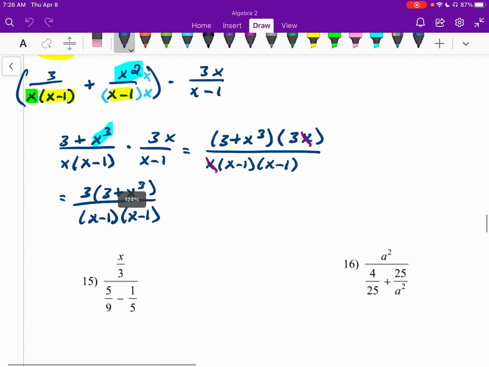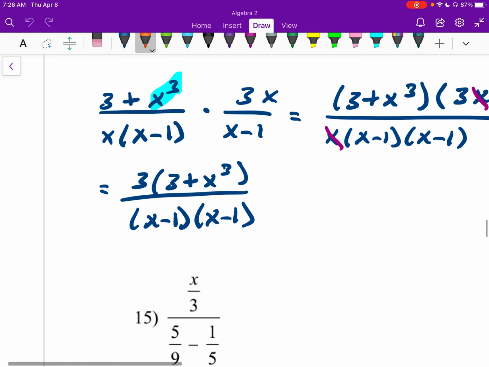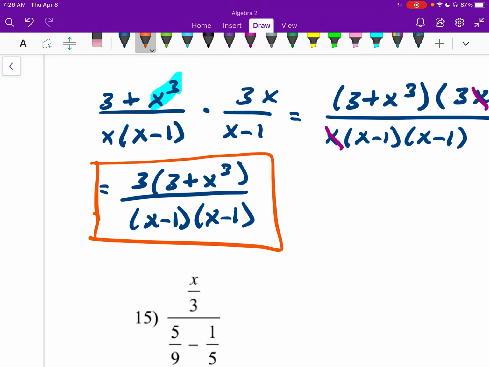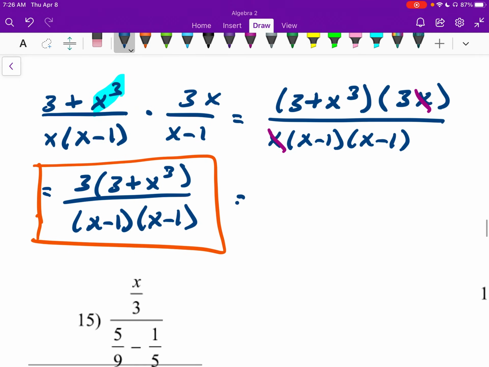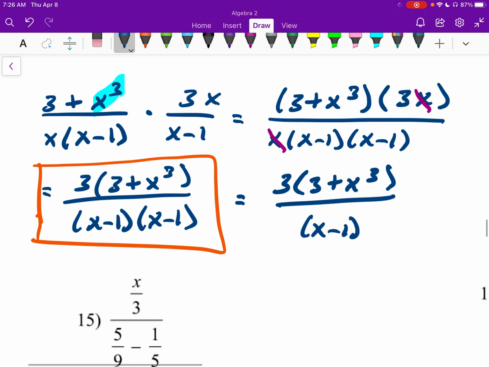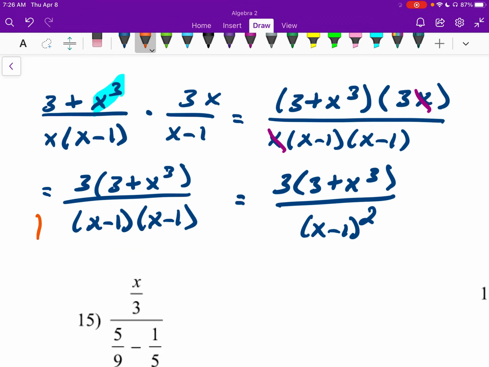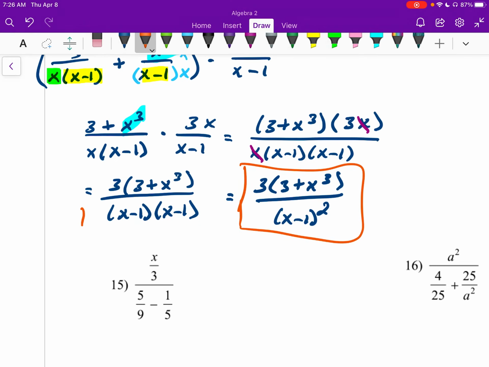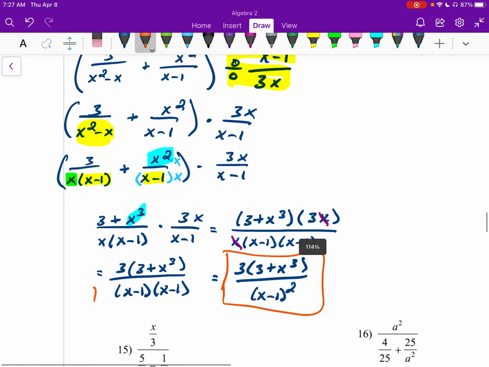All right. We could leave it like this. This would be a good answer. If I was doing the homework or if I was working a quiz for my class, this is probably what I would leave it as. We could also leave it as 3 plus x cubed over x minus 1 squared. That might be a better answer because that kind of combines that denominator together. You could distribute that 3, or you could distribute the denominator, but I'm not going to. I'm just going to leave it like that.